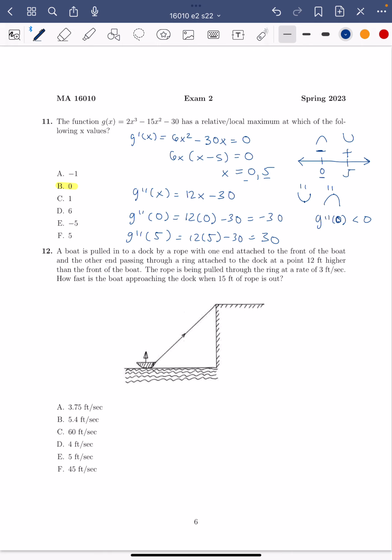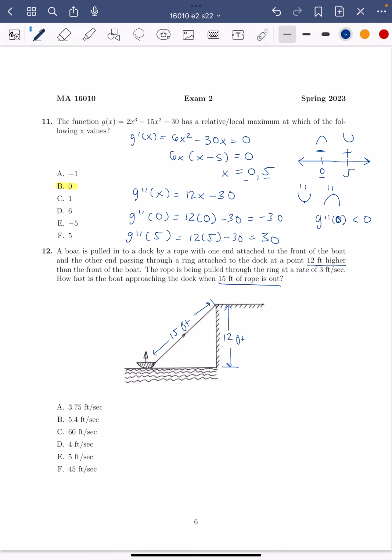So luckily we were provided with this very beautiful picture. Let's go ahead and label some of the numbers we know. We know that the dock is 12 feet higher than the water, so this distance right here is 12 feet. And then we want to know how fast the boat is approaching when the rope is 15 feet. So this distance right here is 15 feet.